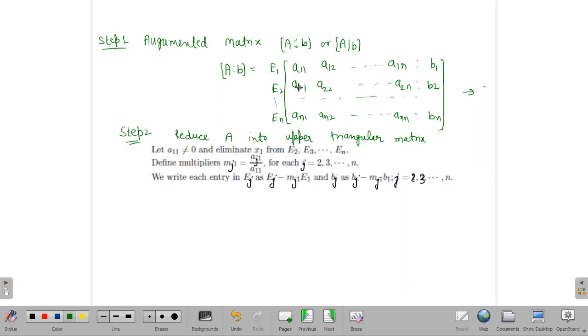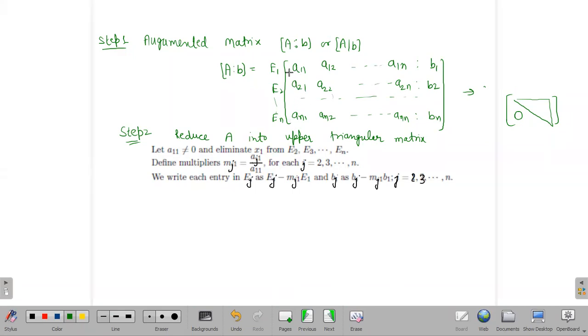First we will make the first column entries zero. Actually, what is the upper triangular matrix? The diagonal entries should be non-zero, and the entries above may or may not be zero, but the below-diagonal elements should be zero. Below a11, these entries should be zero. Below a22, these entries should be zero. Below a33, then below a44, all the entries should be zero here. So first we will work on the first column only, that we will make a21, a31, an1 zero.